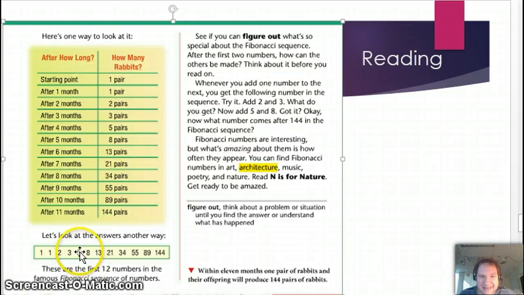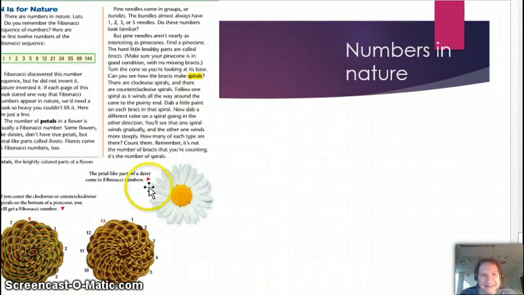3 and 5 is 8. 5 and 8 is 13. 8 and 13 is 21. 13, 21, 34, and so on. That's the Fibonacci sequence. If you can understand that, you'll see how math applies to nature. Next slide. So this shows up in many other things.